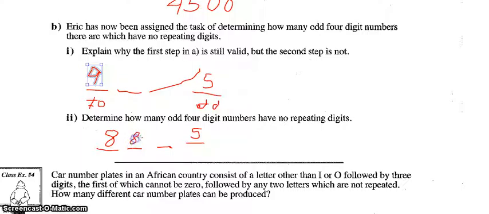Then how about the last one? It cannot be these 3 digits that appear. So that's why it's 7 choices. Okay, the numbers I've written are the choices. So now you multiply them.